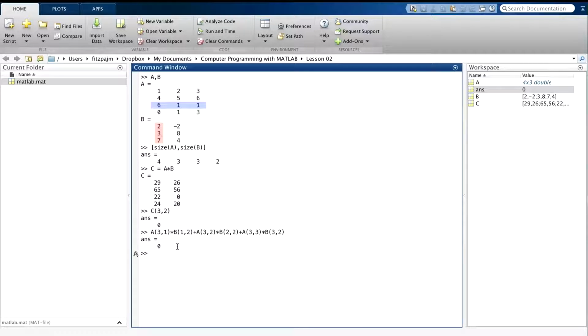This same sort of calculation is performed for every row of A with every column of B. And since there are 4 rows of A and 2 columns of B, we get a 4 by 2 matrix.